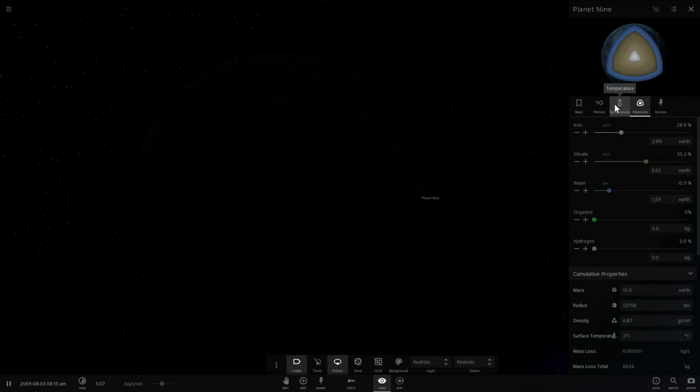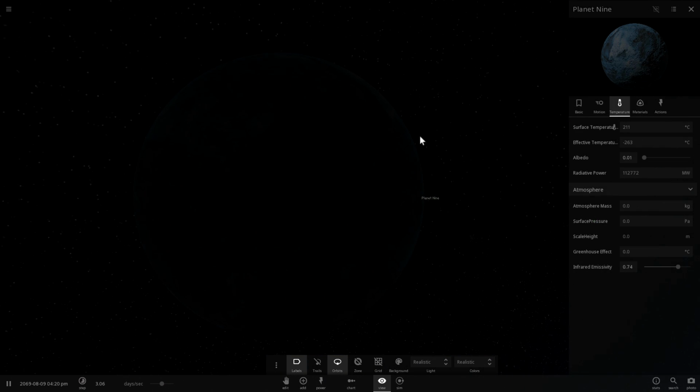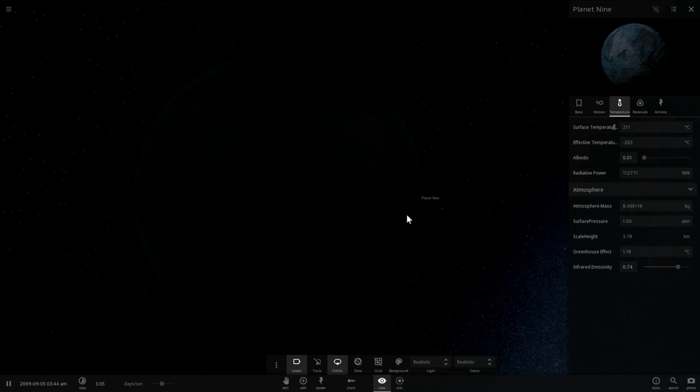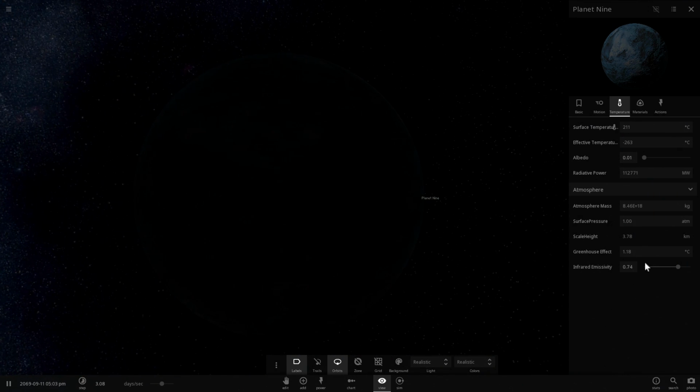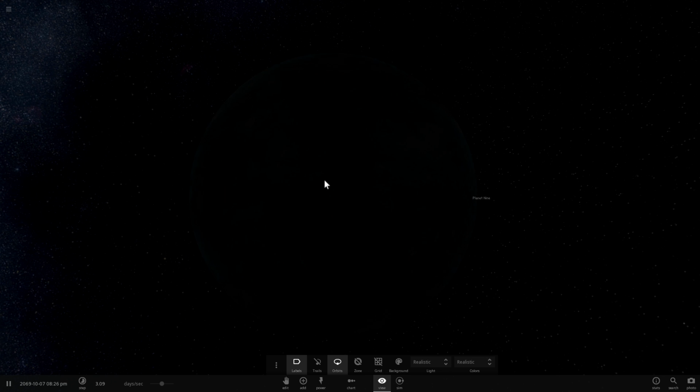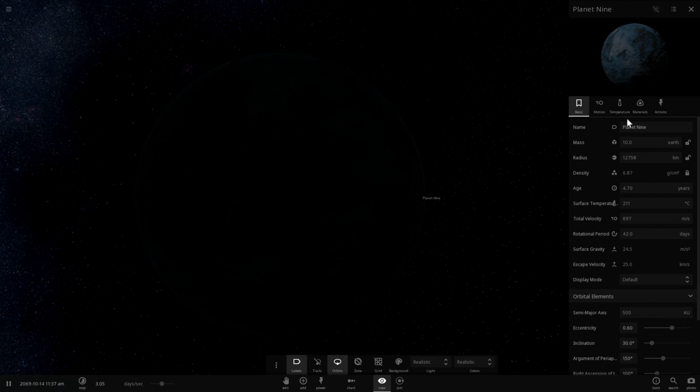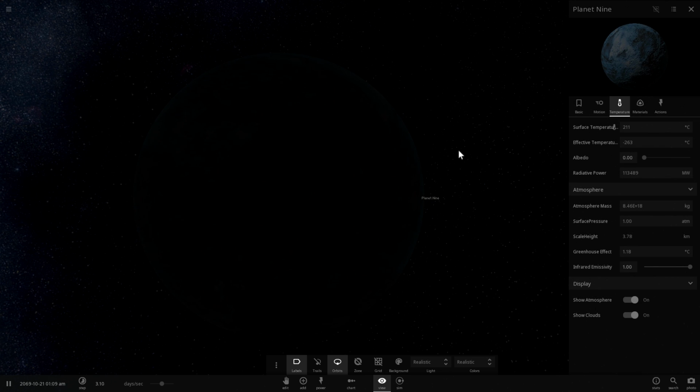So what we're going to do is we're going to abuse the greenhouse effect system. And that means we're going to give this planet a lot and a lot of atmosphere. Let's start with one atmosphere. This is the atmosphere that is present on Earth, and you'll see that greenhouse effect has already increased to 1.18. We're going to increase infrared emissivity as well, and albedo is going to be decreased because this is a very non-reflective world, and because we want it to be that way.